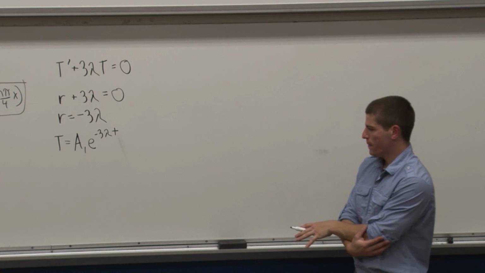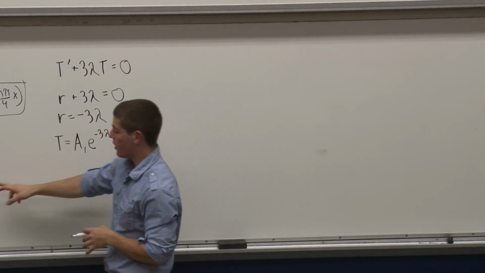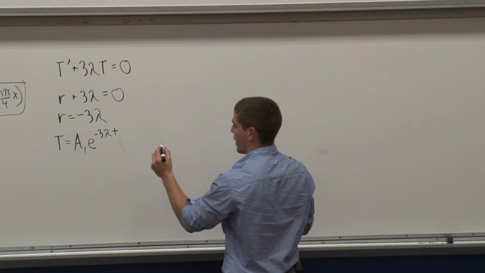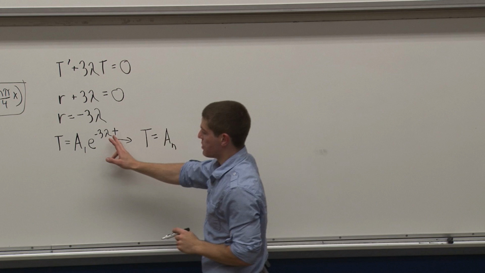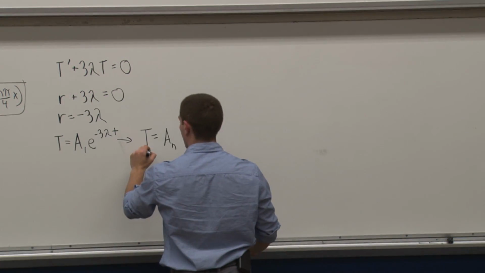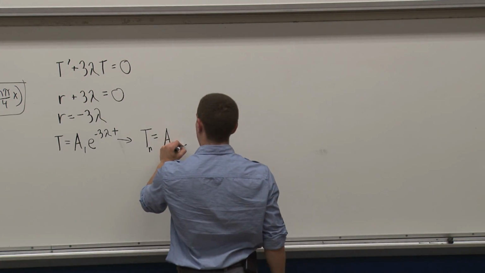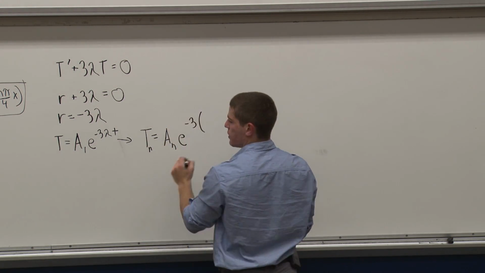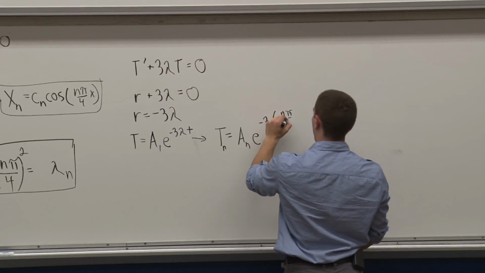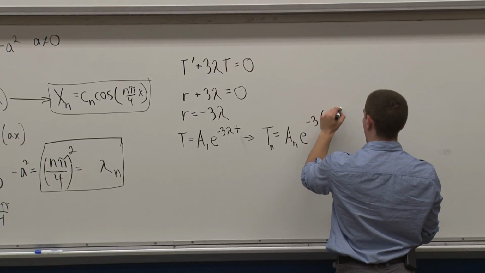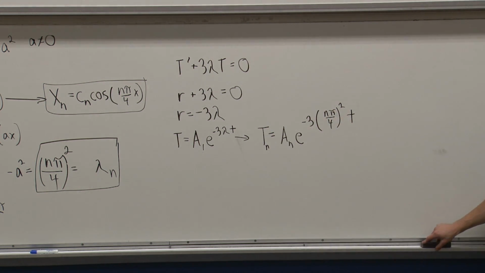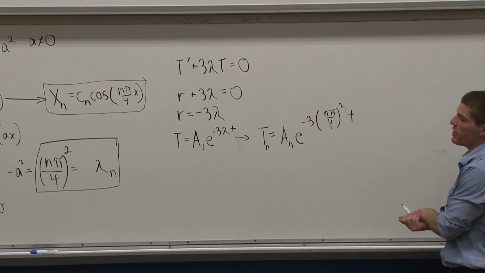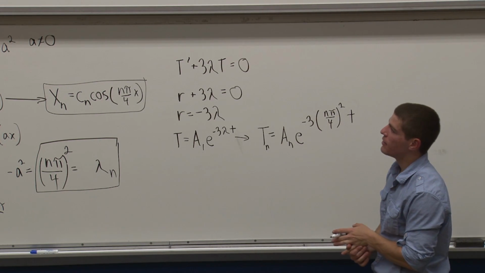So now once we have t, we have lambda in here. We're going to plug in the lambda that we found doing this whole crazy eigen process. Lambda is in terms of n's, so we can make this t, tn. This a is going to be an, e to the negative 3 times n pi over 4, squared, and then we have a t next to it. So that's our tn. That's the t equation. Now we have our t equation and we have our x equation. That's all we needed, right?